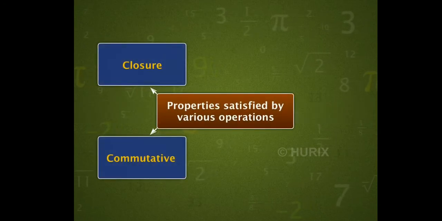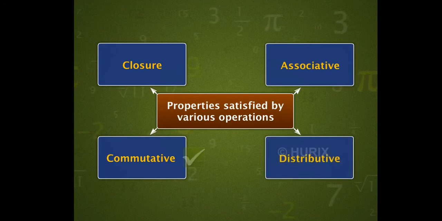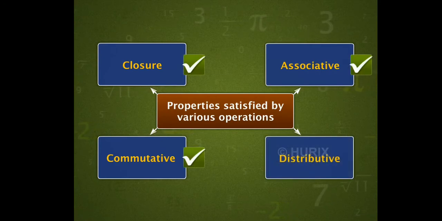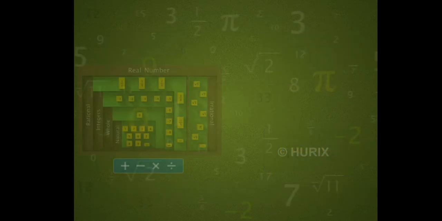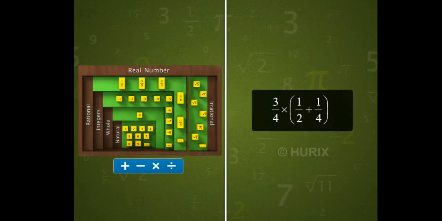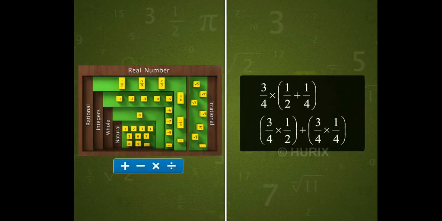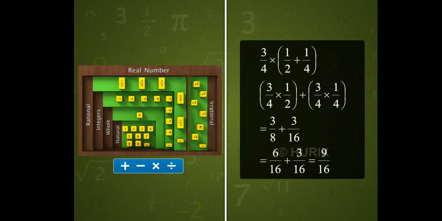We have seen that real numbers possess the commutative, closure, and associative properties. Let's explore whether real numbers satisfy the distributive property. There are two ways or methods to find the answer. Let us first multiply 3 by 4 to both the numbers in the bracket and then add the products to find the final answer.